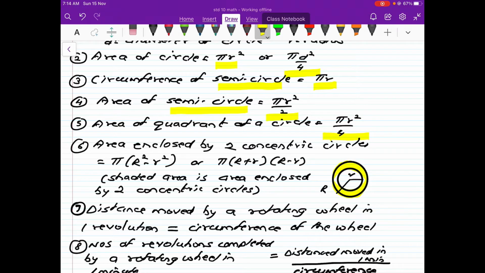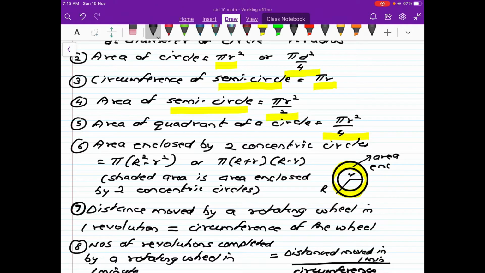Then comes concentric circles. So what are concentric circles? Concentric circles are the circles having the same center. They can be 2, 4, 7, any number of circles. Only thing is the center is common. Now if you see, this is the area enclosed. This is the shaded area.